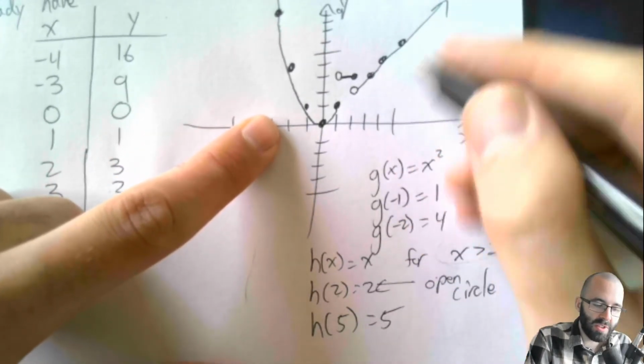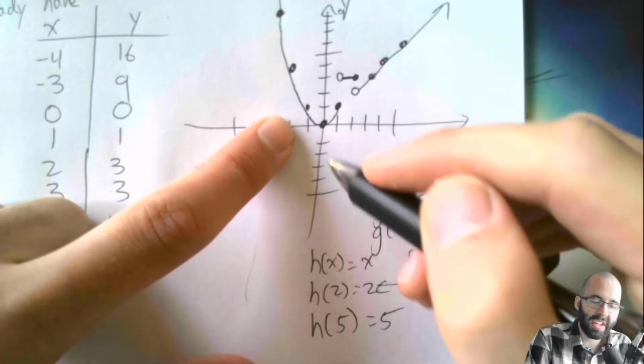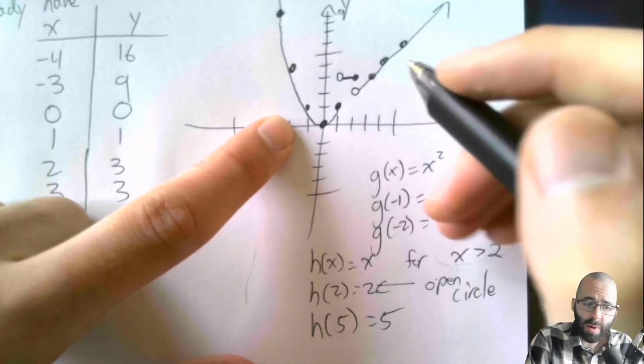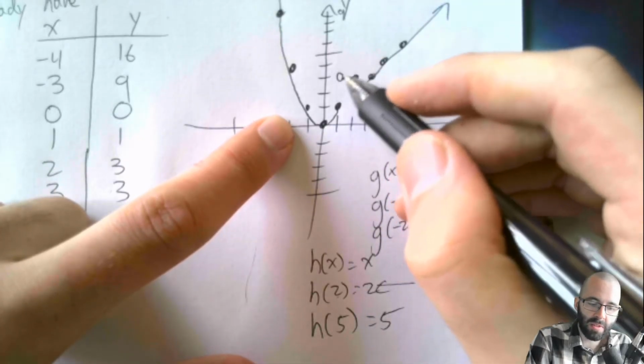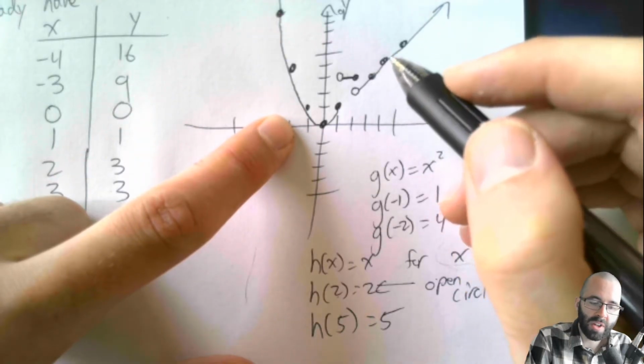So again, once you graph a bunch of points, you should be able to work on each piece at a time. The hardest part for these is identifying where these open circles are. Okay? But watch out for that.